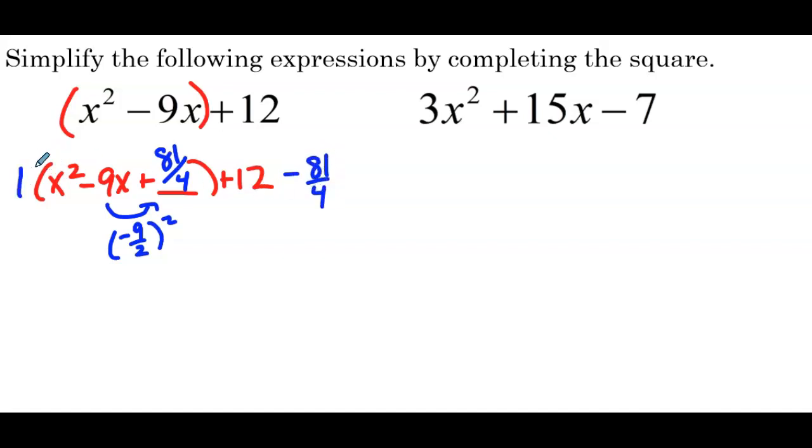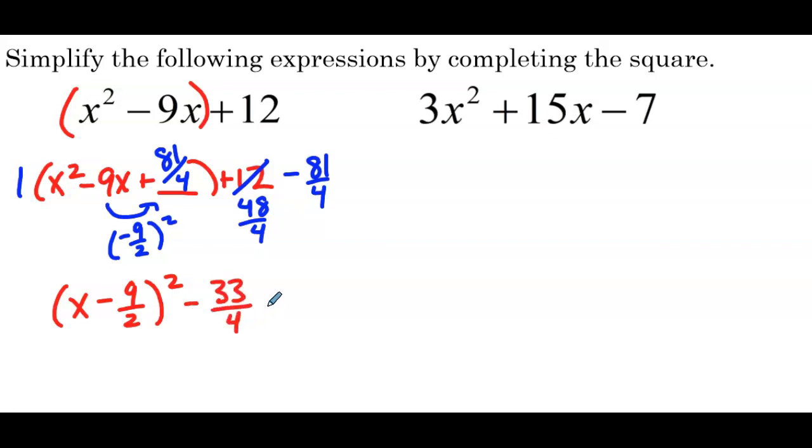Because we think of multiplying by a positive 1 in front. So we have to factor this. Well, remember, with fractions, it's helpful that the factor is going to be the negative 9 over 2 that we squared. So x minus 9 over 2 squared. Then we're going to need a common denominator, so 48 over 4. So that's going to be negative 33 over 4.